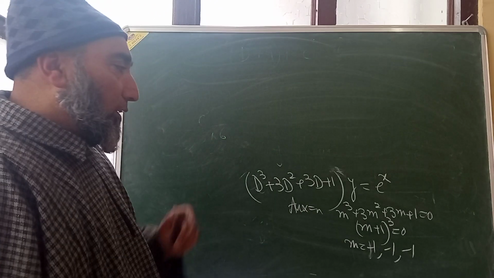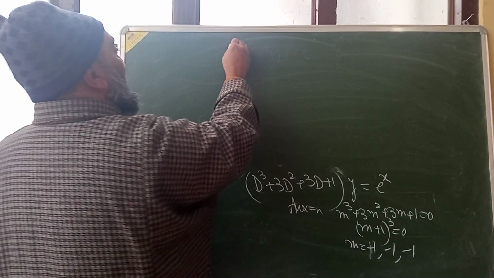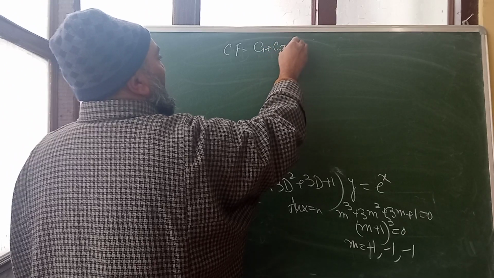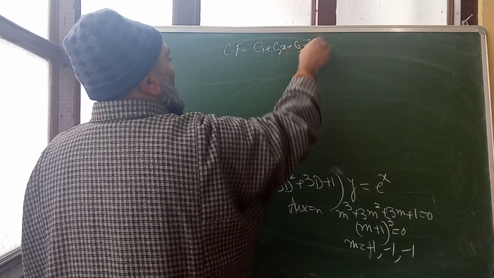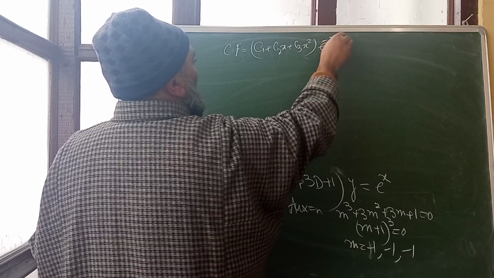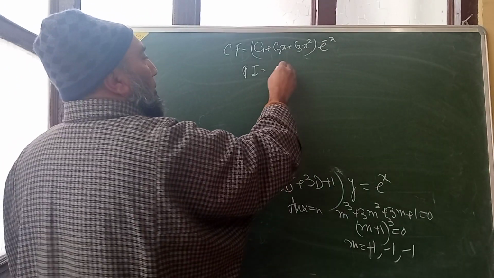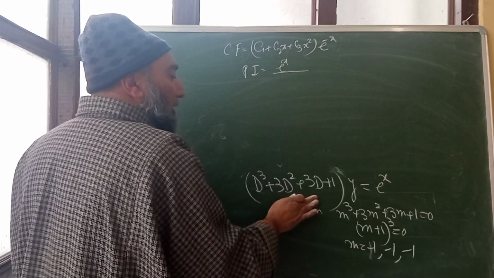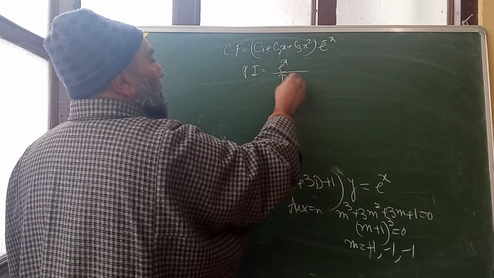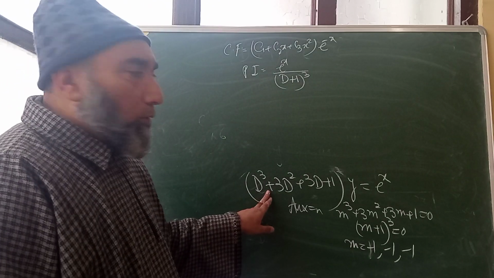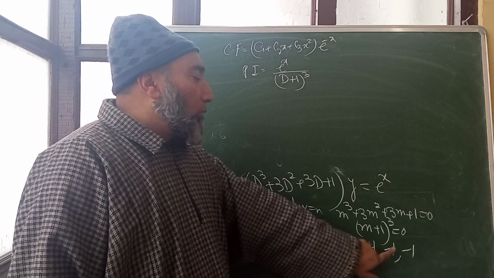You have 3 repeated factors. So the complementary function is (c1 plus c2 x plus c3 x square) e to the power minus x. Particular integral is e to the power x upon this f(D), or (D plus 1) whole cube. See, this is (D plus 1) whole cube. You have m equal to minus 1, minus 1, minus 1.